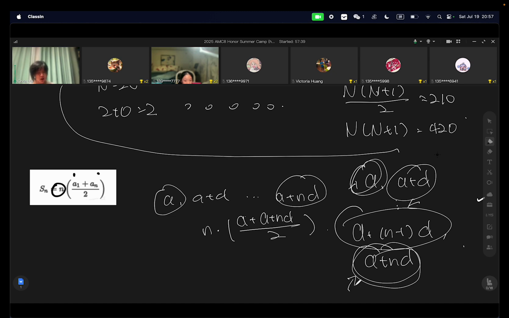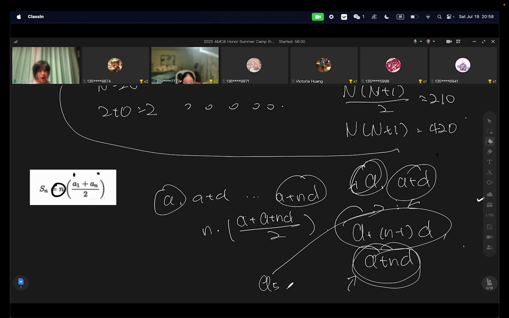So that means that if we divide that by 2, then we have the sum of the series. But if we have an odd number of terms, that means the number right in the middle is going to be, let's say that this has 9 terms in total, then the number right in the middle is going to be A5.